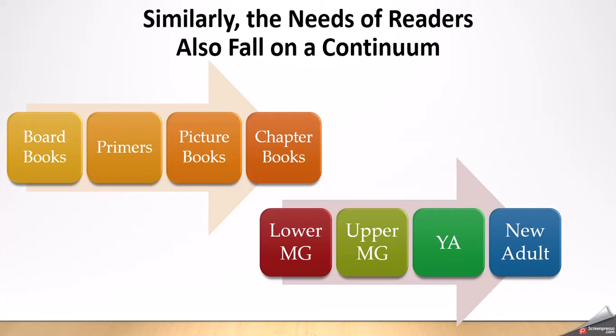So chapter books are for kids who are kindergarten, 1st, 2nd grade. We'll talk about those in a moment. Then we have lower middle grade, which is 3rd through 5th grade. Upper middle grade, which is your middle school years. Young adult, which is high school. And then new adult, which is just after high school. And we'll talk about each one of those now in a little bit more detail.